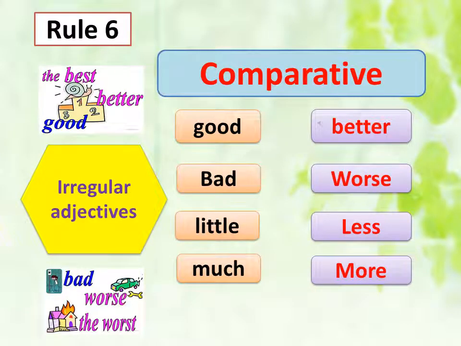And then we have rule number 6. This doesn't follow any rule. They are irregular. They don't follow any rule، يعني ما كيخضعوش حتى شي قاعدة كيتحفظوا. Like good becomes better. Bad, worse. Little, less. Much, more. Okay.